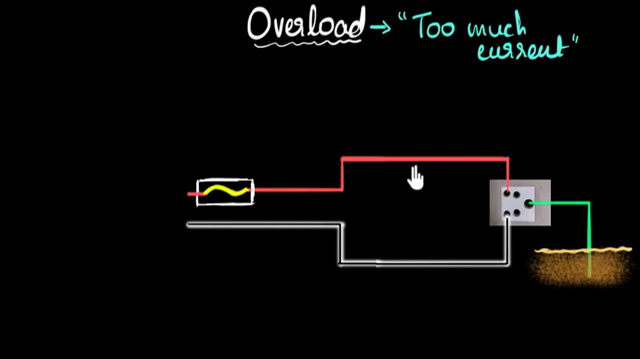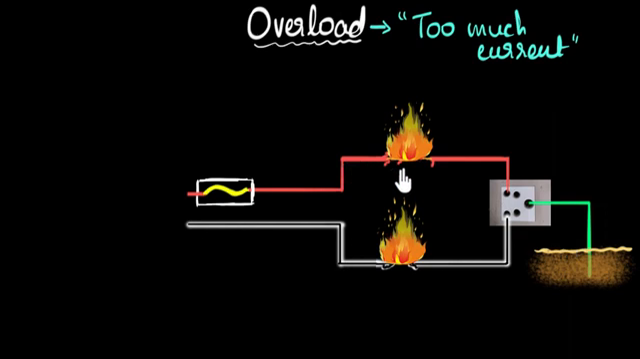Like, for example, the insulation of these wires can start melting off, exposing these wires, and those wires can start touching other wires. It can be very bad. And in the worst case, it can even catch fire. So too much current causes too much heat, which can cause fire. And that's why overload is very, very bad for us. So basically overload is too much current.